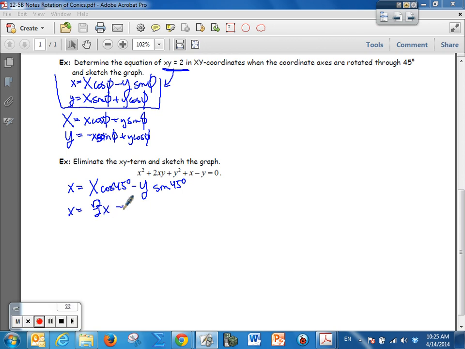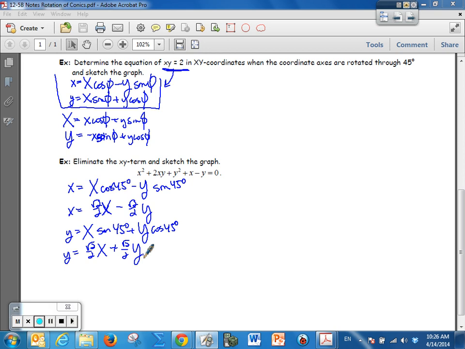And sine 45 degrees is also root 2 over 2. Okay, there's our representation for little x. Now let's get little y. So it is sine of phi, which is 45 degrees, plus y cosine of phi. And working that out, little y is going to be root 2 over 2 plus root 2 over 2y. Okay, just like the lesson from Friday.